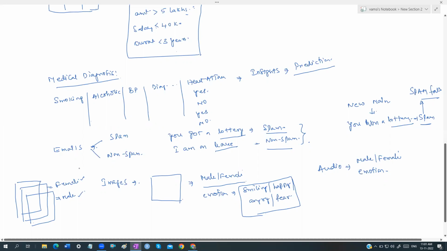So we can train the machines in such a way that they can identify whether the person in the image is a male or a female. Depending on that, whenever I give a new image, it can easily identify whether the person in the image is a male or a female. So that is the main aspect of machine learning.